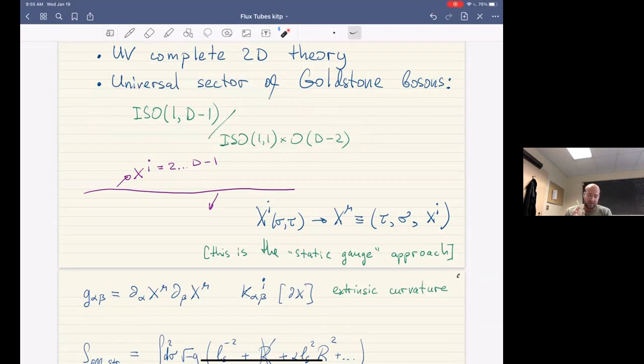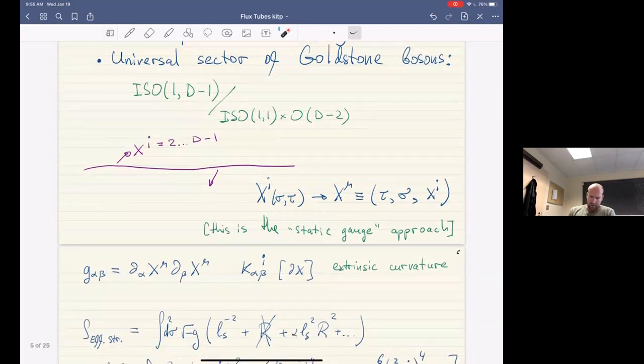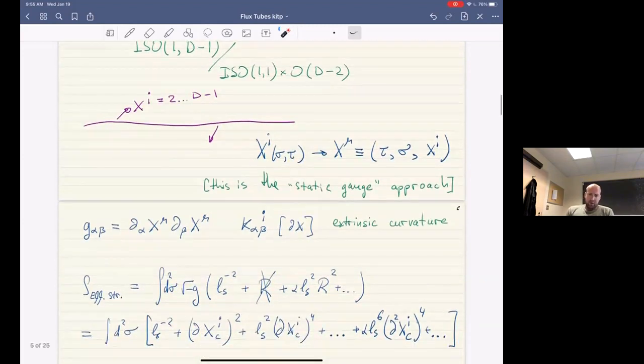This is what's called the static gauge approach. There are other approaches, I will stick to this for this talk. So then following this prescription, we get the effective action. So this is what I call S effective string, that starts with just the area term, the leading term, the Nambu-Goto term. Then there is an expansion, a derivative expansion controlled by l_s, the string width or string tension.